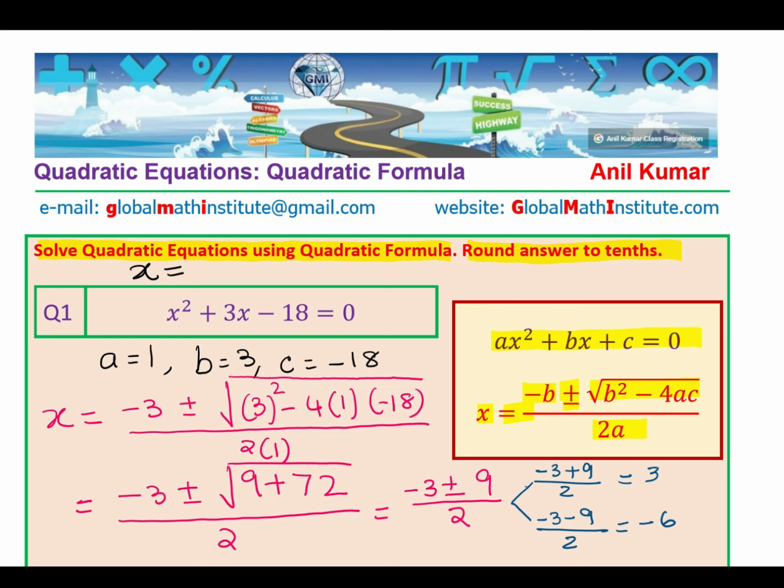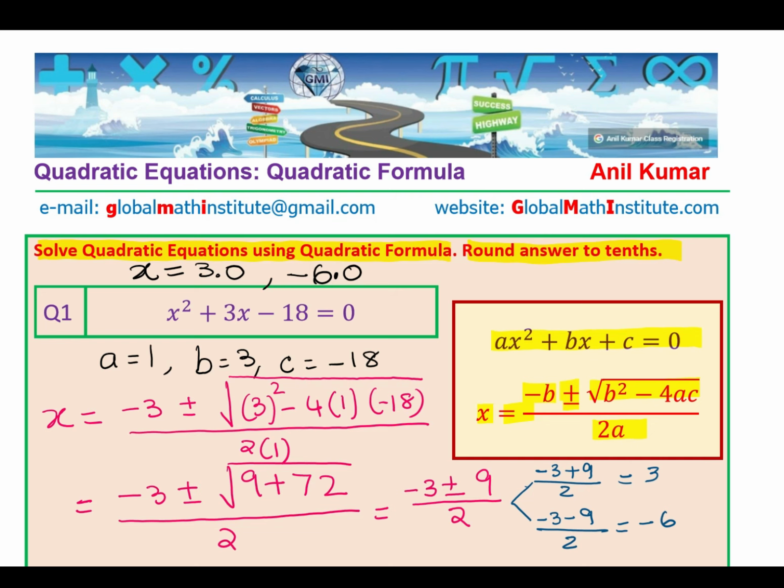So I'm writing the answers here. x is equal to 3.0, because we have to round to the tenths, okay? And it is also equal to minus 6.0. Now that is kind of important. So you have to read the question properly.